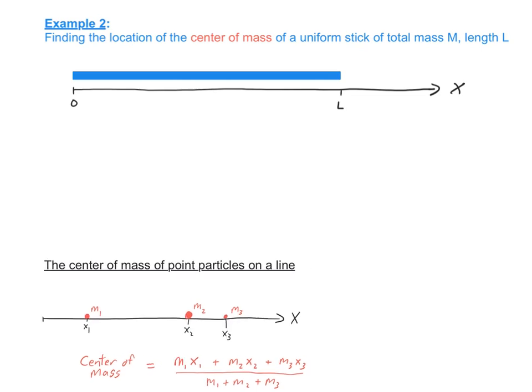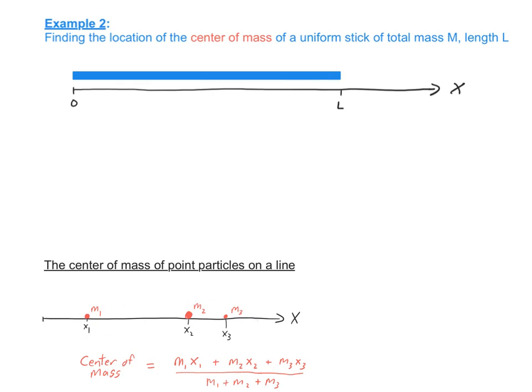If you have a bunch of point particles that lie along a line, so here's a coordinate system, and I've put a little particle of mass m1, located at position x1. Here's another little particle, mass m2, located at position x2 along the x-axis here, and here's a third particle, mass m3, located at position x3. And suppose I want to find the so-called center of mass of this collection of 3 particles.